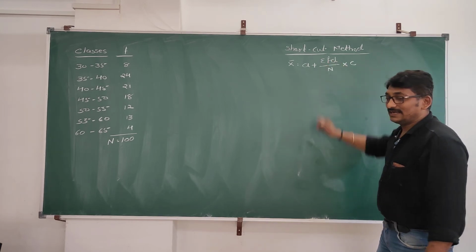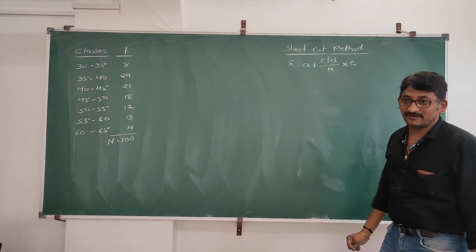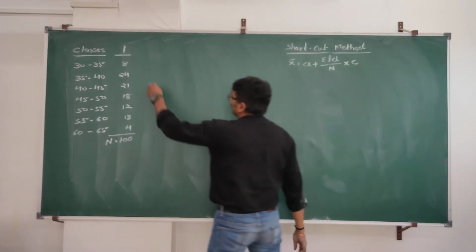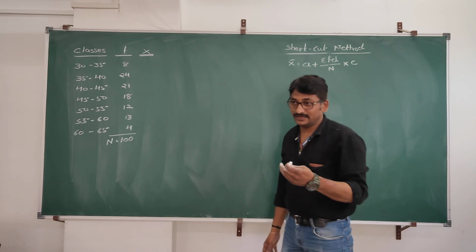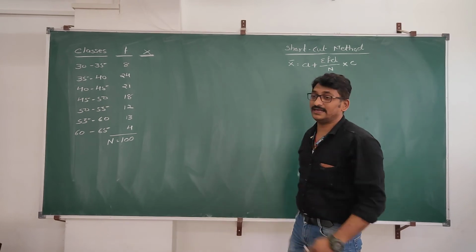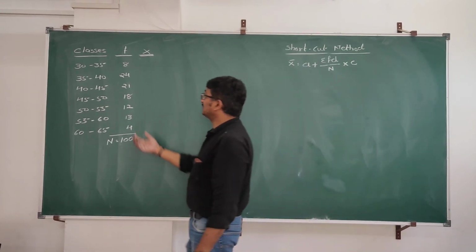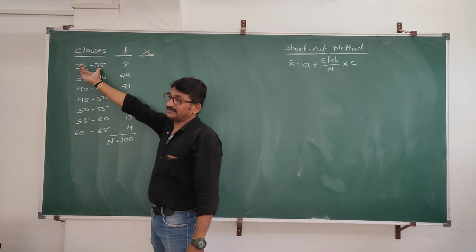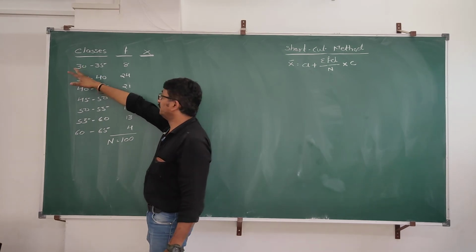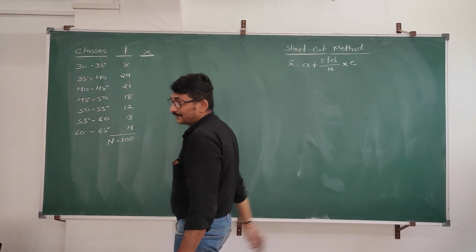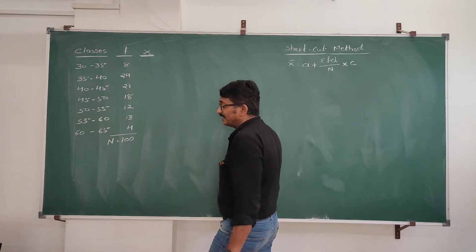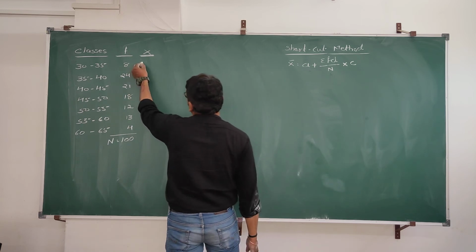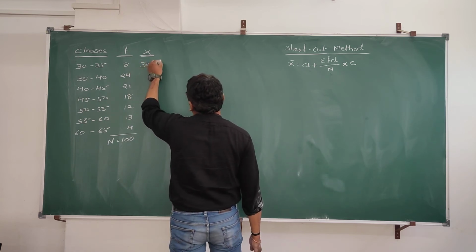Now to calculate the D value, which column is required? The X column is required. Because the A value we have to assume from the X column only, right? For that purpose we have to calculate the X value first. Now X is nothing but the mid value between the classes. What is the mid value of 30 to 35? It is 30 plus 35 is 65. 65 divided by 2 comes to 32.5.